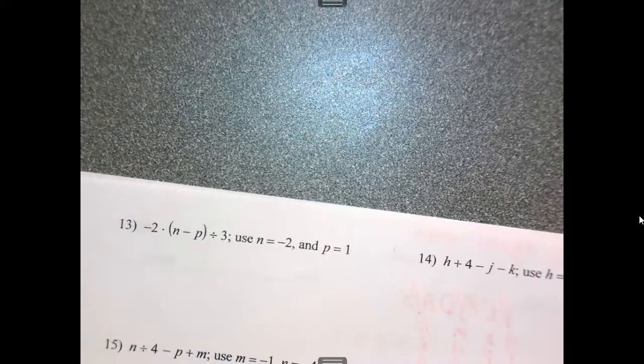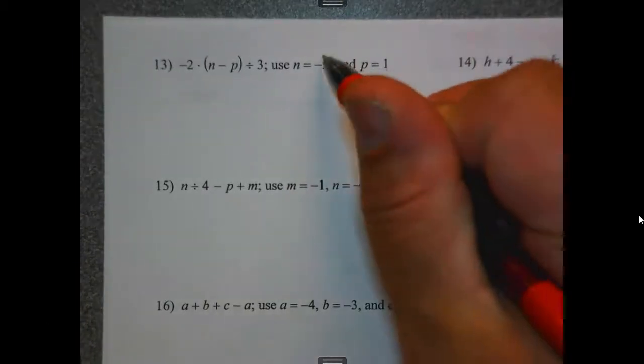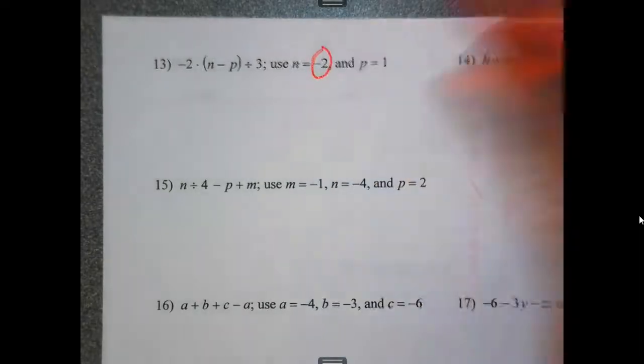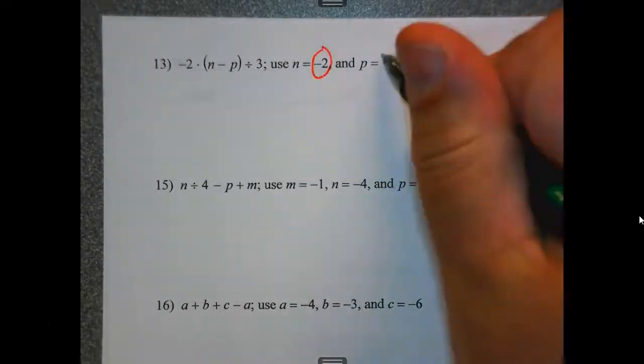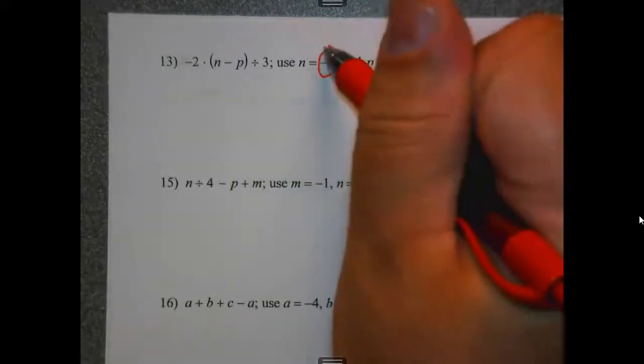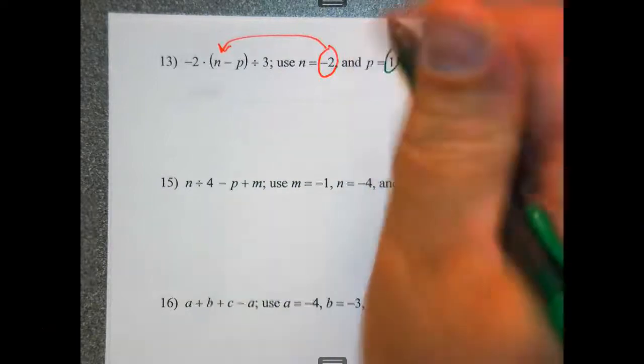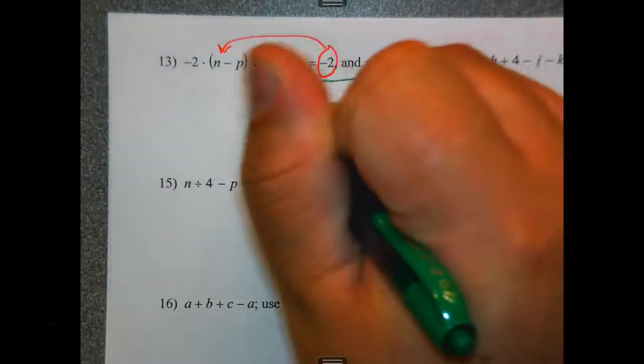Okay, let's do some trickier ones. 13 looks a little tricky. Okay, so n is going to be negative 2. p is going to be 1. So for n, I'm going to plug in the -2, and for p, I'm going to plug in the 1.